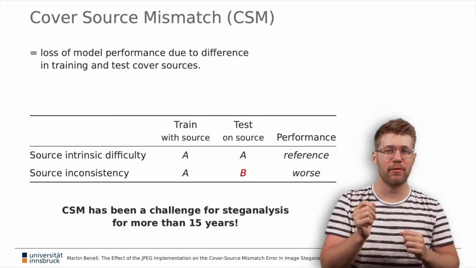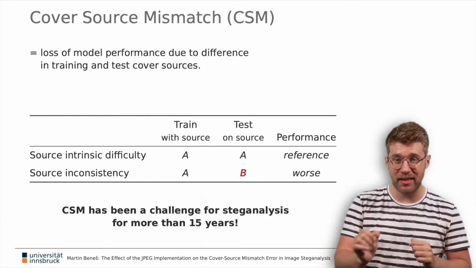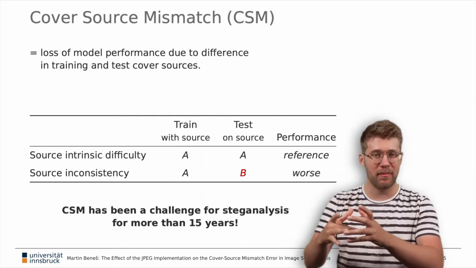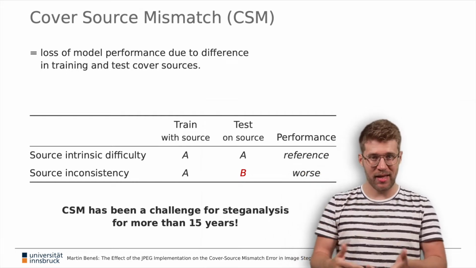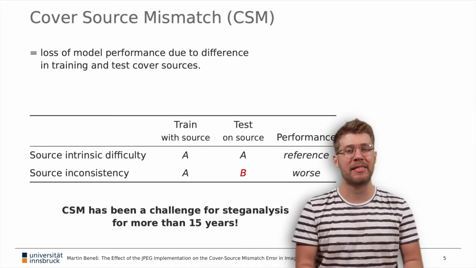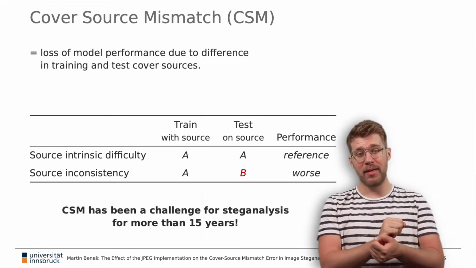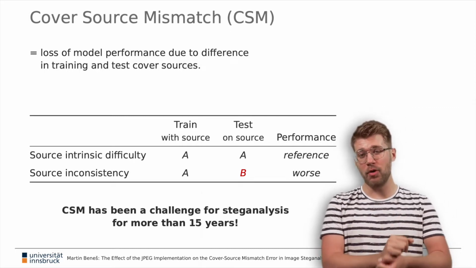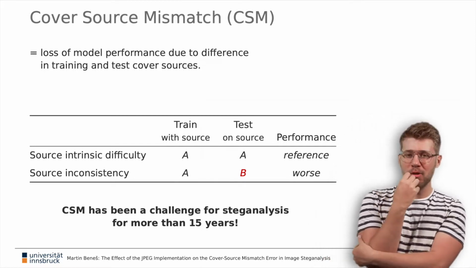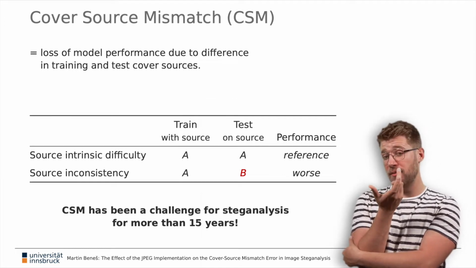CSM has been a challenge for Steganalysis for more than 15 years. It not only occurs for completely different image acquisition modes, but also when images are processed in different pipelines. Existing research suggests that later stages in an image processing pipeline have bigger impact on the CSM than earlier ones. JPEG compression is often the last step in the image processing pipeline. Therefore, the research question we tackle in this work is, can we find evidence of CSM caused by the differences in the libjpeg versions used for JPEG steganography?